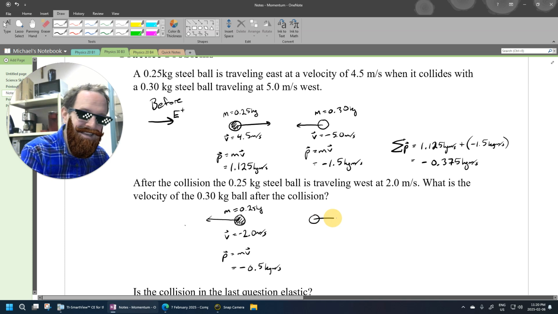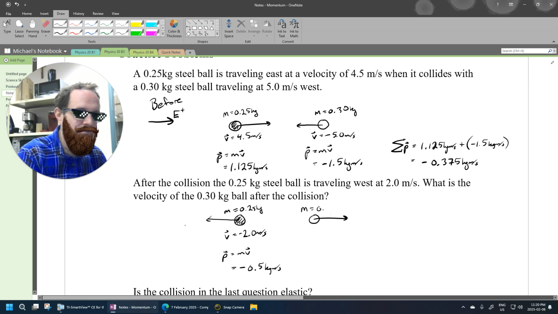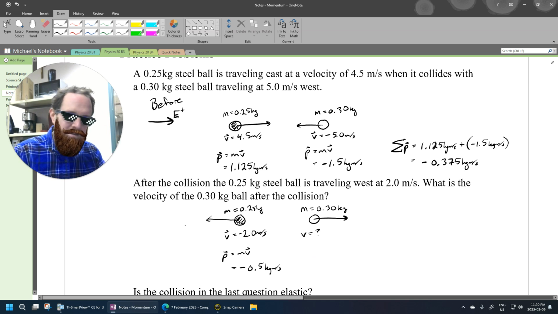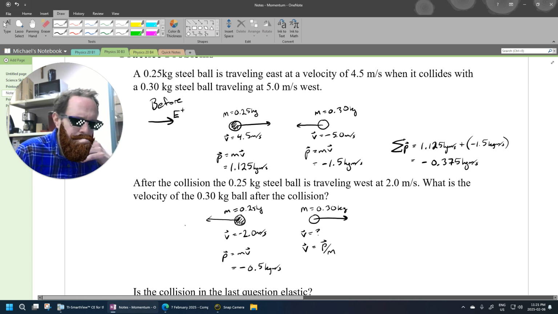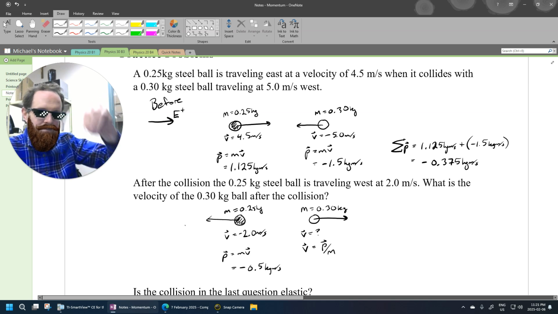So I think the ball is going to bounce back, right? But the sign convention might tell me that the ball's velocity is negative. If the ball's velocity ends up being positive, it's moving east, right? So that's my goal, is to find out what this is. To find out what the velocity is, I'm going to need to know the momentum of this ball and divide it by its mass, right? I'm just rearranging P is equal to M times V. Divide the M over. So I've got to find the momentum of this ball. I've got the mass, it's 0.3 there.